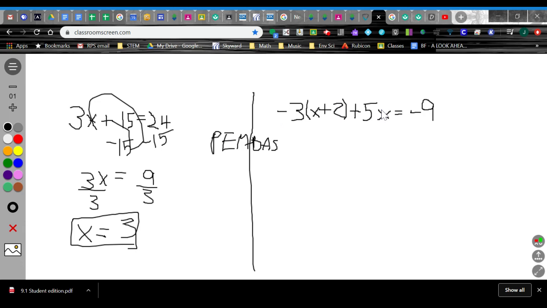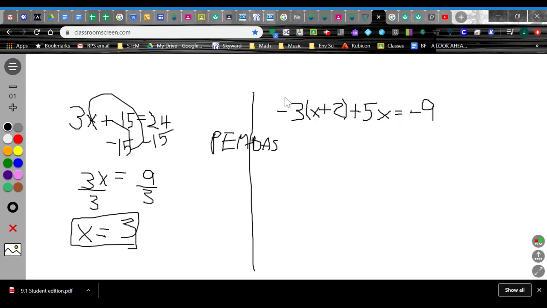Now let's come over to this one, which is a little bit more complicated, but again, not terrible. What's different here is we have parentheses, and in parentheses we have an expression, x plus 2. Now what am I doing to x plus 2? Well, these parentheses tell me to do what's inside first, but if I can't do anything else, it also tells me that I am multiplying. So I'm multiplying this whole thing times negative 3. And then I add 5x to it, and I'm left with negative 9. So how do we simplify this?